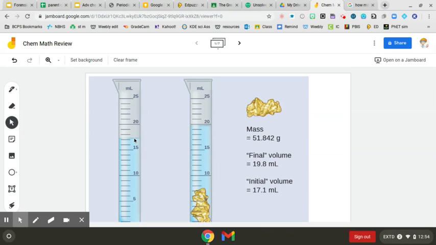So every time you take a measurement, if it was right on the line, I would say it was 17.0, but it's not. It's not 17.0, and I need to let the person who is looking at my data understand that it was not exactly 17 milliliters. It was a little bit more. But this instrument doesn't have any more lines, so I have to estimate where it is. So for me, it's not halfway there, so it's going to be less than 0.5. So I'm going to say it's 17.1 milliliters.